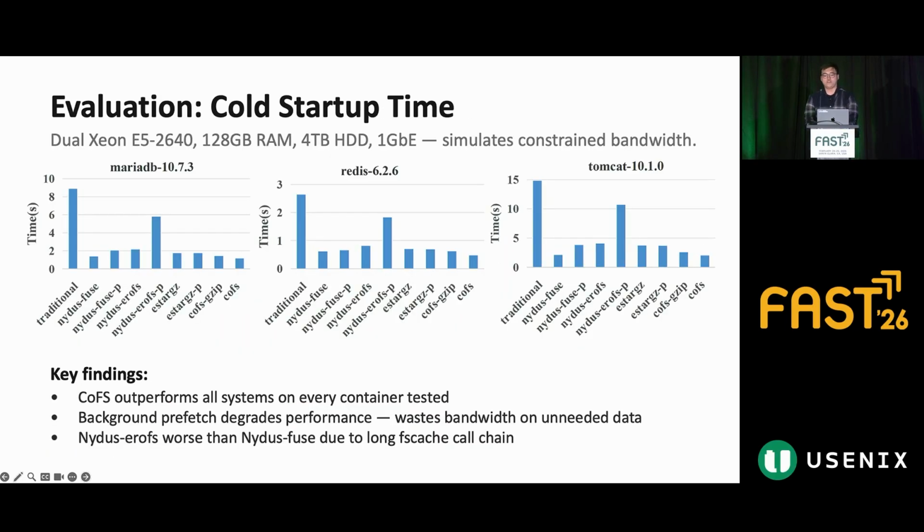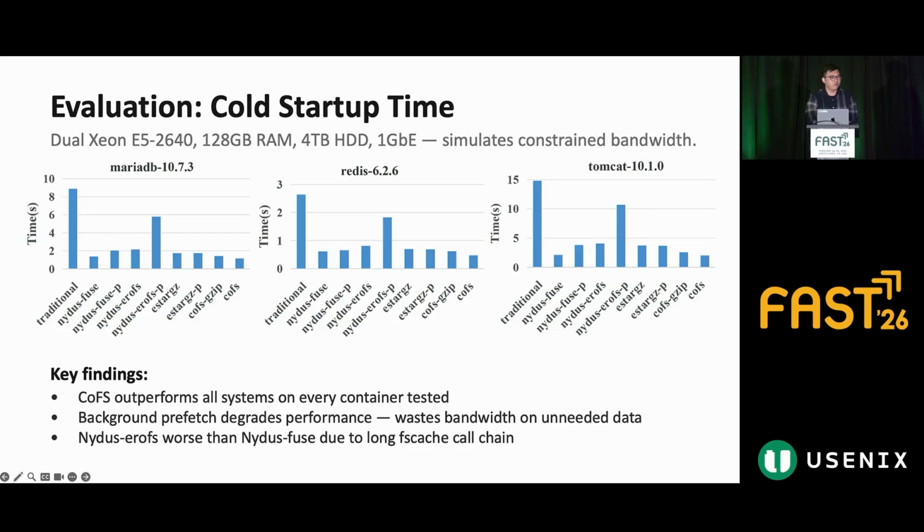Now it is time for the evaluation. We evaluate the performance in a configuration intentionally set up to simulate limited download bandwidth for a remote shared image repository. We measure container startup time across 4 commonly used container images: MariaDB, Redis, Tomcat, and Elasticsearch, and we only show 3 of them here on the slides due to space limitations. The results are clear. CoFS outperforms all the systems and library containers tested.